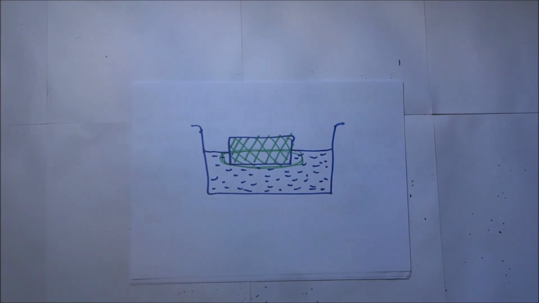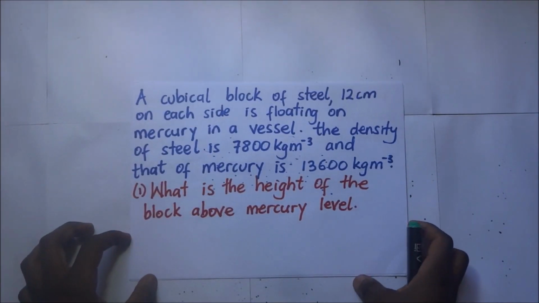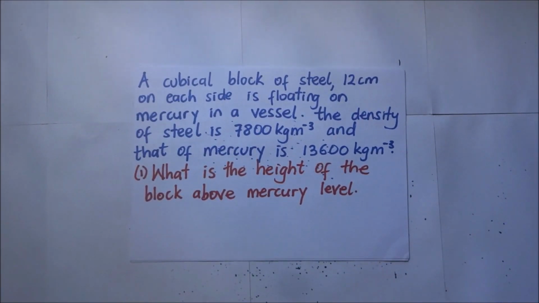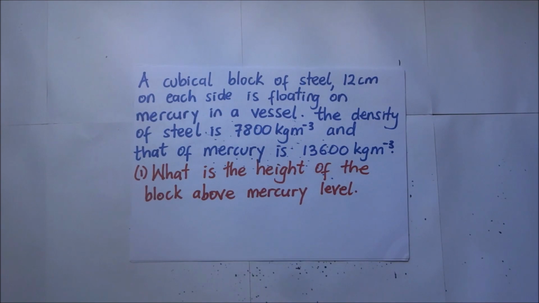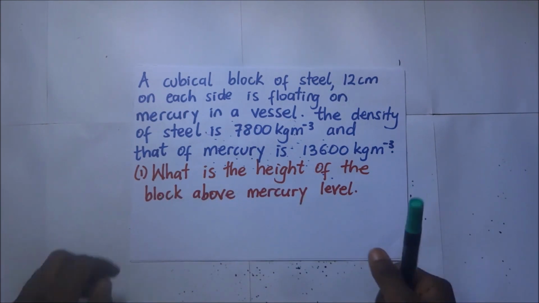So we'll go ahead and do some examples that require us to use the law of flotation in our interpretation. Right here we have a cubical block of steel, 12 centimeters on each side, floating on mercury in a vessel. The density of steel is 7,800 kilograms per meter cubed, and that of mercury is 13,600 kilograms per meter cubed. What is the height of the block above the mercury level?